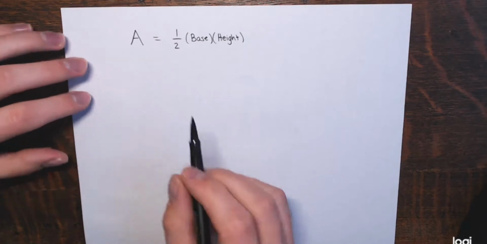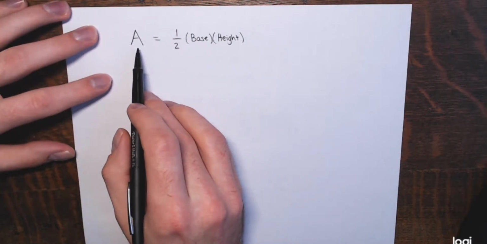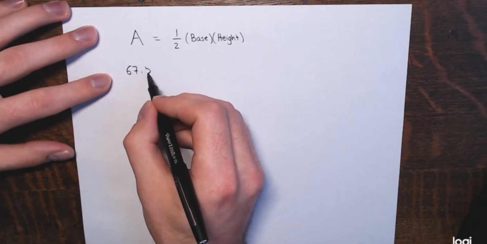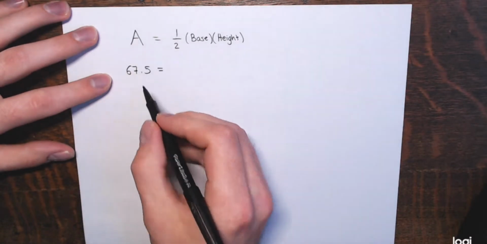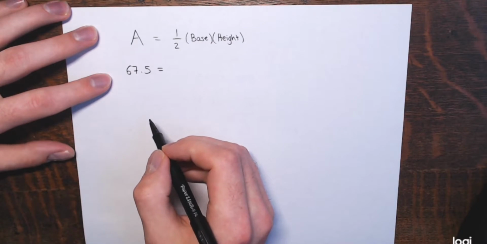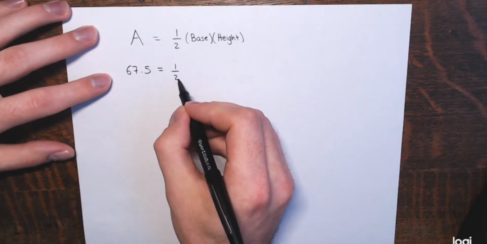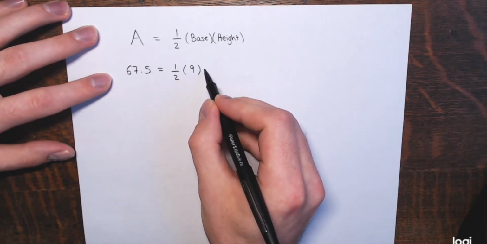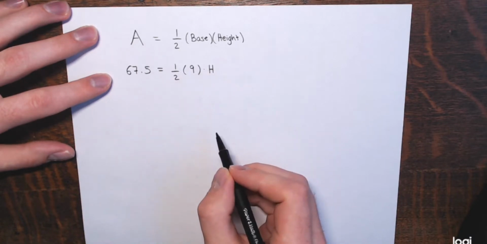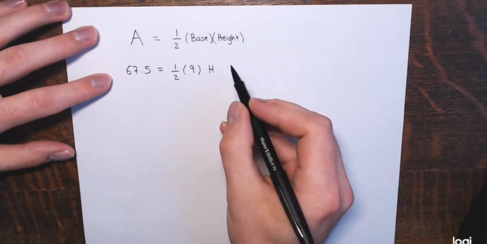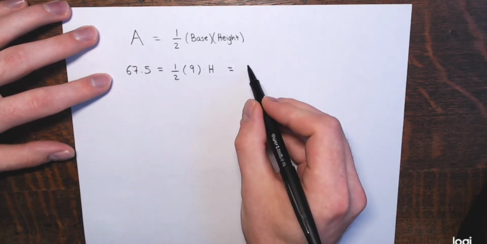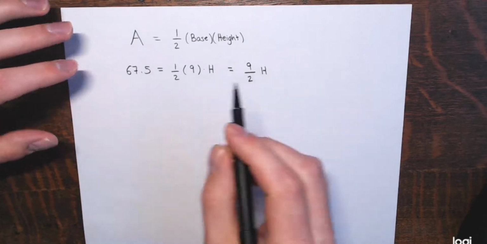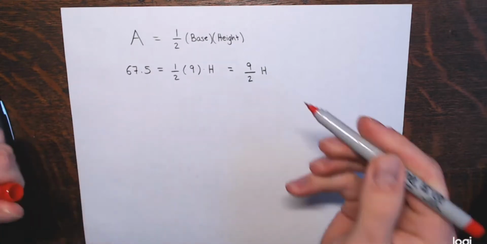Now they told us the area. The area is 67.5 square meters. So I'm putting that in for A. They also told us the base is 9 meters. We just need the height. I'll just call it H for height. So half times 9 is 9 halves, times h. And all I need to do now is multiply both sides by 2/9.